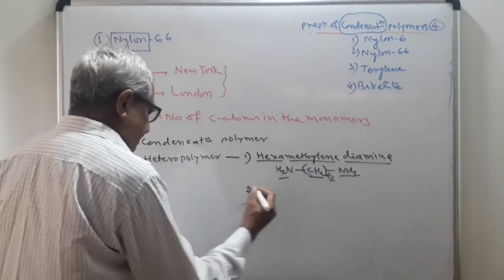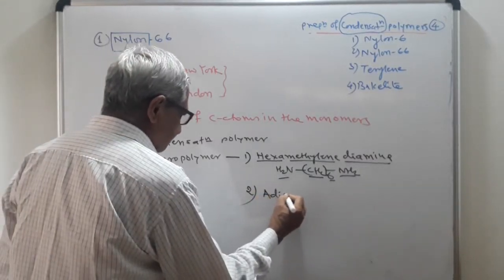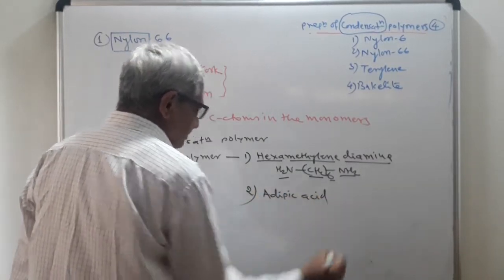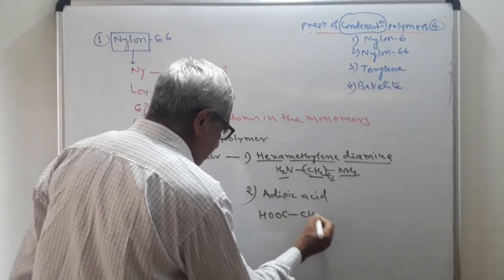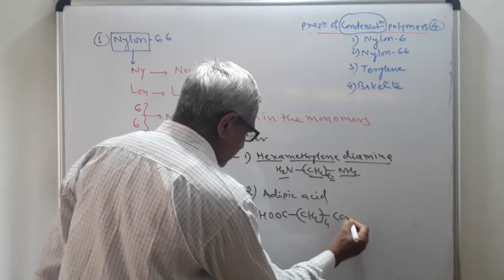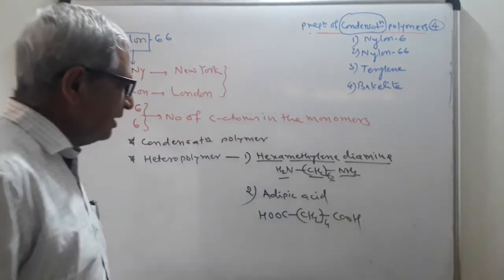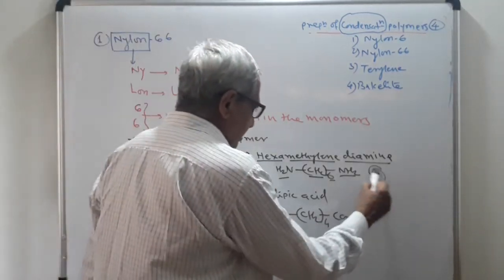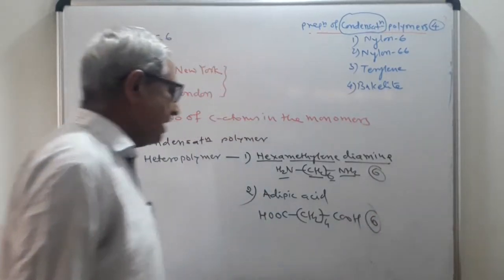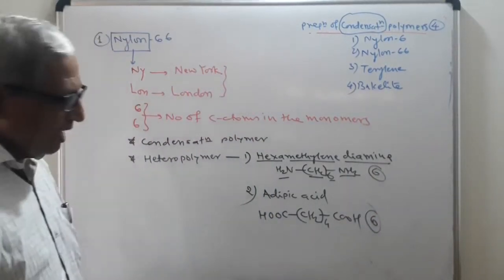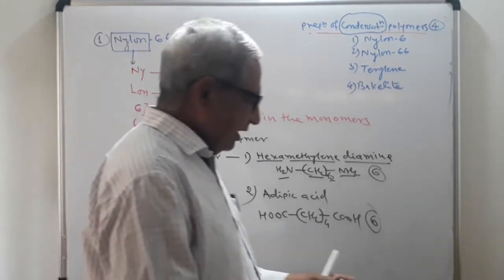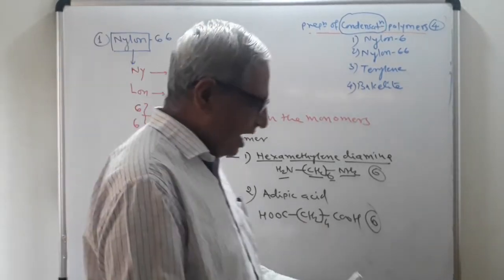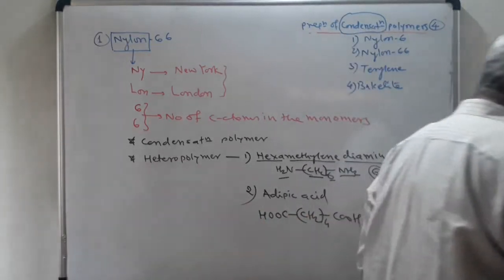Second is the adipic acid. It is a dicarboxylic acid. It contains CH2 4 times between the COOH groups. And see the number of carbon atoms. In this case 6 carbon atoms. Again in this case 6 carbon atoms, and therefore it is called adipic acid. It is a dicarboxylic acid, and it is hexane 1,6-dioic acid. So this is the point here.